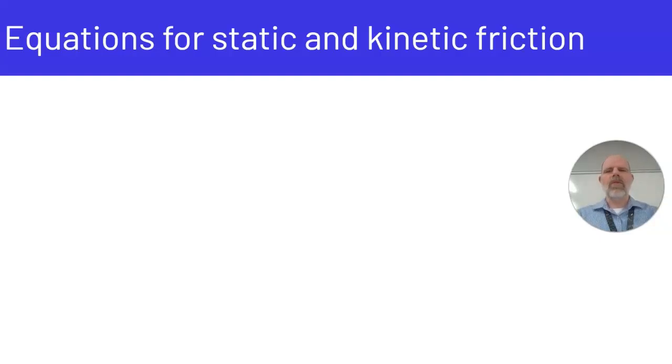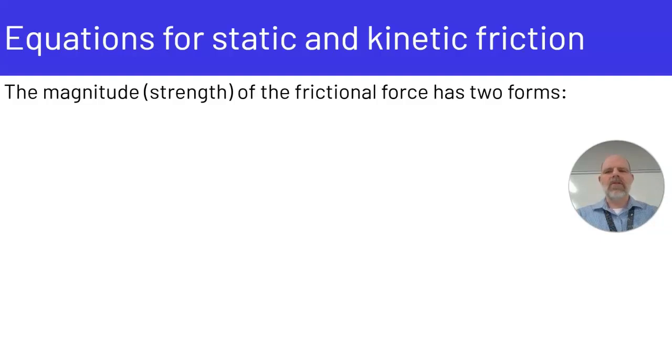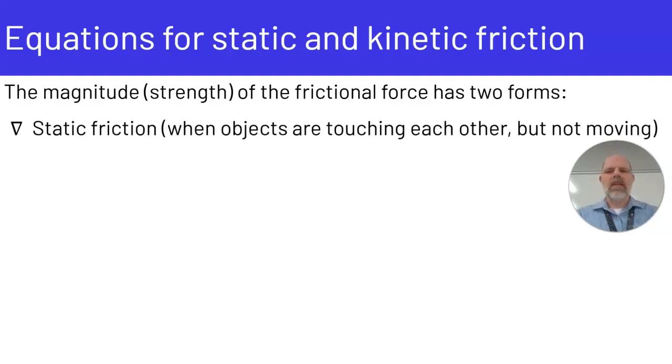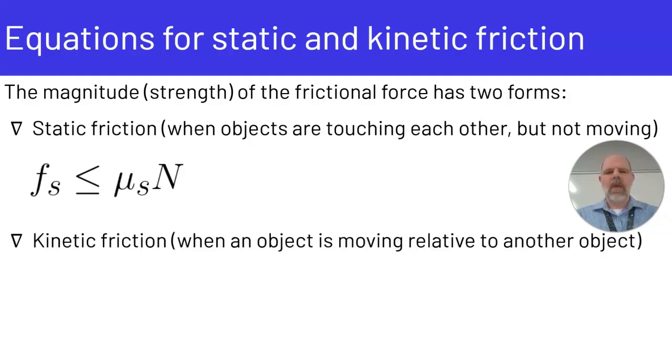So let's do a quick review of the equations for static and kinetic friction. The magnitude, or the strength, of the frictional force has two forms. Static friction, when objects are touching each other but not moving, is F sub s less than or equal to mu sub s times N. And kinetic friction, when an object is moving relative to another object, is F sub k equal to mu sub k times N.